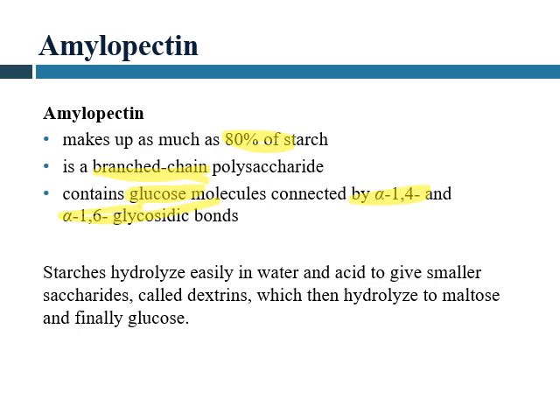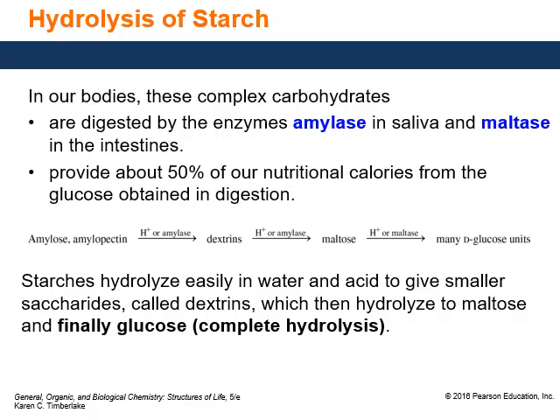Starches hydrolyze easily in water and acid to give smaller saccharides like dextrins, which then hydrolyze to maltose and finally glucose. So we eat these starches and our body can then digest it and convert it into glucose. How does our body hydrolyze the starch? The enzymes that our body has to digest starch are amylase and maltase.